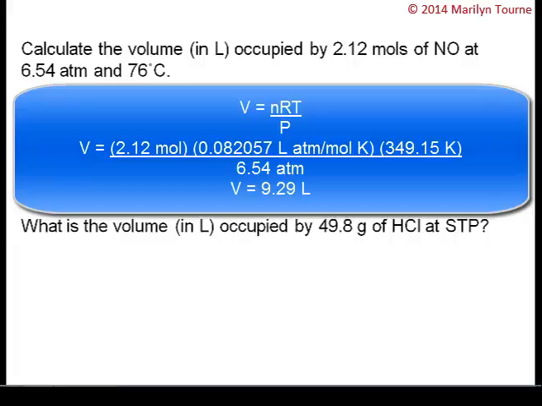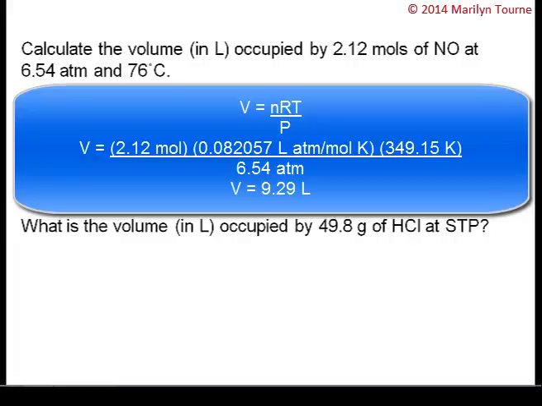You notice that the R, the gas constant, helps you cancel out every single one of those units except the one that you need. So you end up with 9.29 liters. Okay, let's do another one that takes a little bit more knowledge.